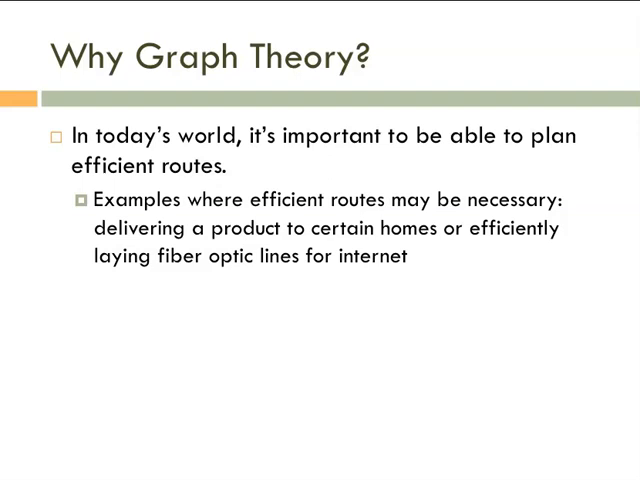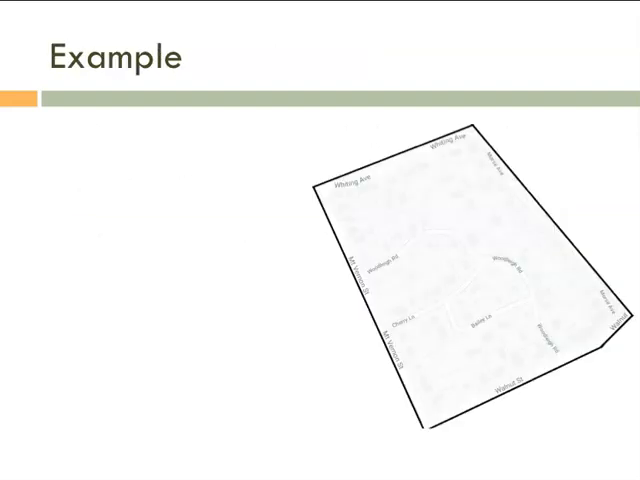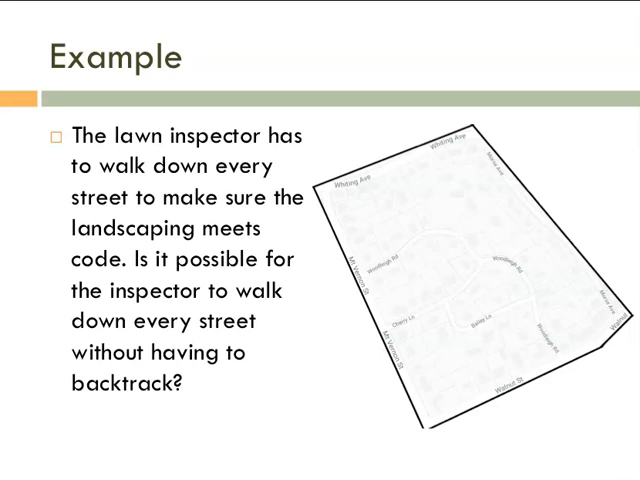So here's a particular example. This is a part of Dedham, right near the high school. And let's say there's a lawn inspector, and he has to walk down every street to make sure that the landscaping meets code. Now, this lawn inspector wants to be able to do this the most efficient way possible. He doesn't want to have to backtrack and walk the same road twice. So, in order for him to do this, one way of coming up with a more simplified version of this map is to use a graph.